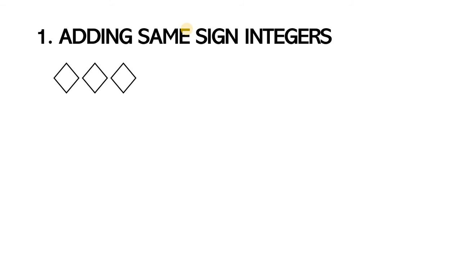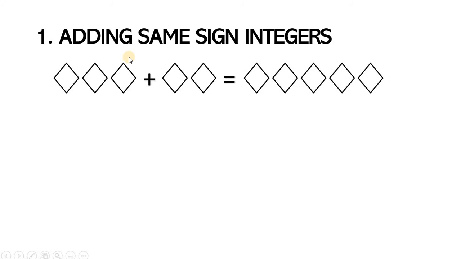Let's start. Again, white diamonds represent the positive integers, okay? And then the gray ones represent the negative. So, when we write this in numerical form, this will be positive 3 plus positive 2, of course, equals 5. Okay? So, this is still easy. When same sign, just add the numbers and then copy the common sign. Since they are both positive, of course, the answer is still a positive number.